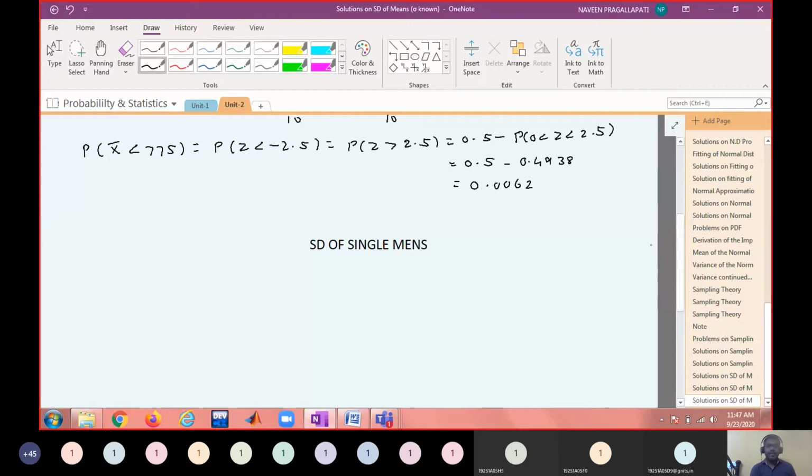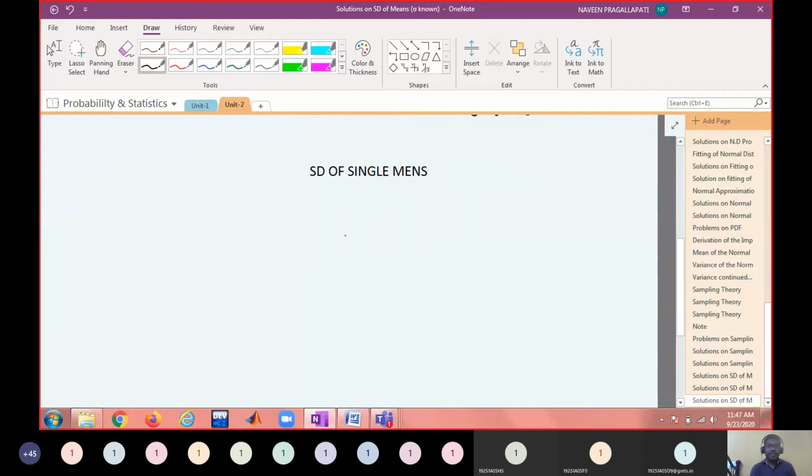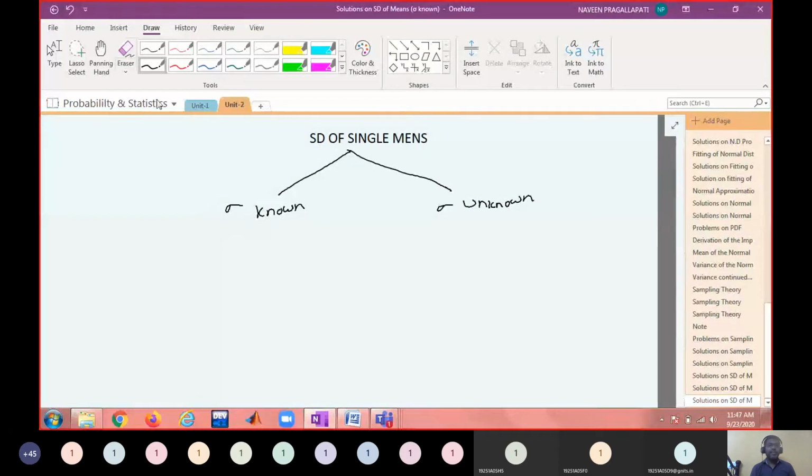When a problem is given like this, ask yourself whether sigma is known or unknown. So far we have done all problems with the assumption that sigma is known, that the population standard deviation is given.